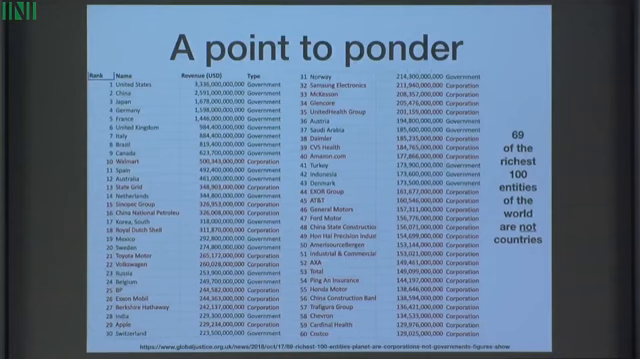Another point to keep in mind, and I think it's very interesting, is that 69 of the richest 100 entities of the world are not countries. It seems like an obvious fact. Yeah, when you see that, you say, yes, it's not very surprising. But just think about this. It's just 31 countries that managed to make it to the top 100.